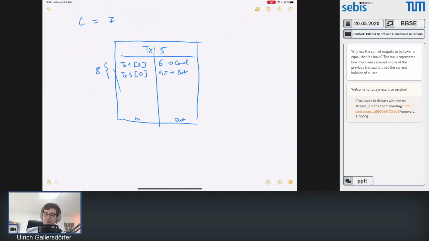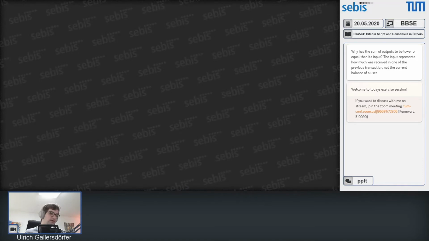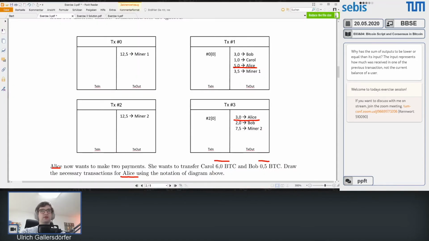And now we have a little bit of an issue because we have 6.5 here and we don't want to lose the remaining one. So we also send the remaining one back to Alice. And that's the trick. That's the magic. That's how it actually works in Bitcoin.